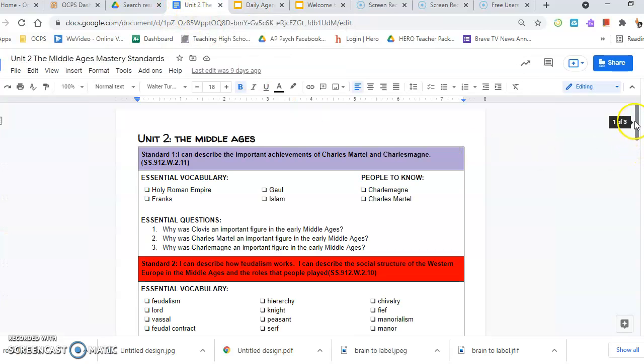So here are some standards from an earlier unit so you can kind of see what they are. Each standard tells them what they have to know. They have to be able on this standard to describe the important achievements of Charles Martel. It tells them the vocabulary they're responsible for, and then asks them essential questions that they would have to answer. So all the learning and activities that we do for Standard 1 will help them learn the information that they need. I also do Quizlets for them so they can practice the vocabulary. I've already defined it for them. They don't have to look up words and definitions. They just have to practice it.